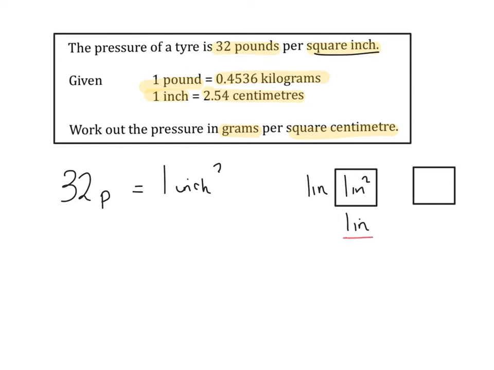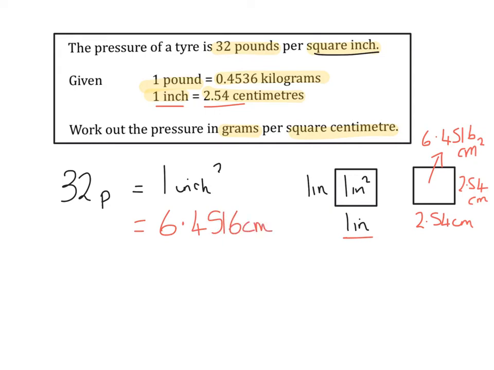So we know that 1 inch is equivalent to 2.54 centimetres. So the area of that square is going to be 2.54 squared. So that's 6.4516 centimetres squared. So 1 inch squared is actually this number here. So I can change that in my ratio now. So 1 inch squared is actually 6.4516 centimetres squared. And that's still for 32 pounds. I'm just putting P for pounds.